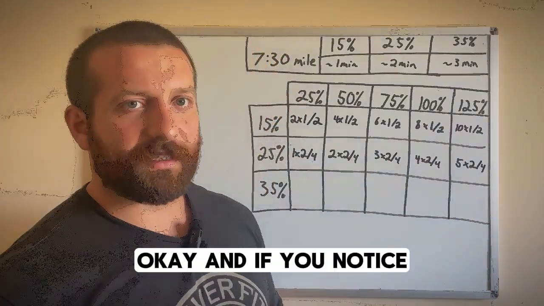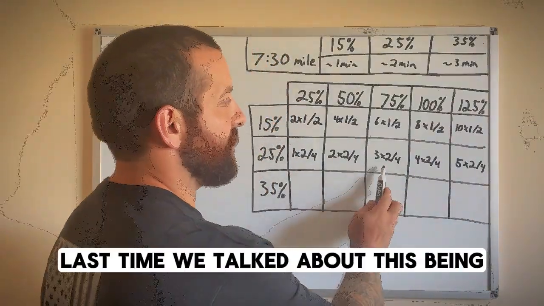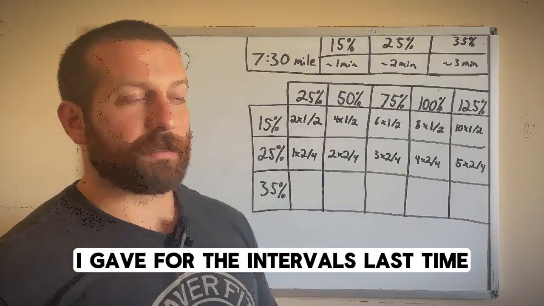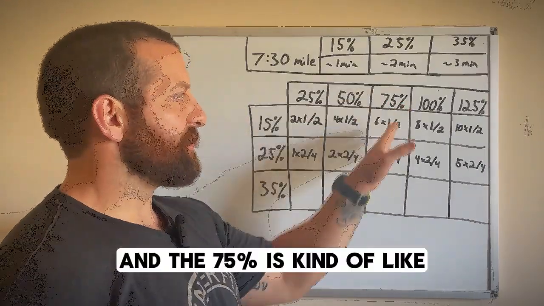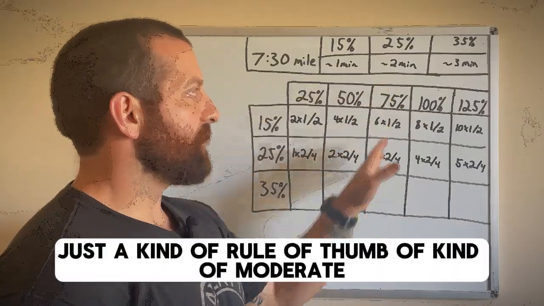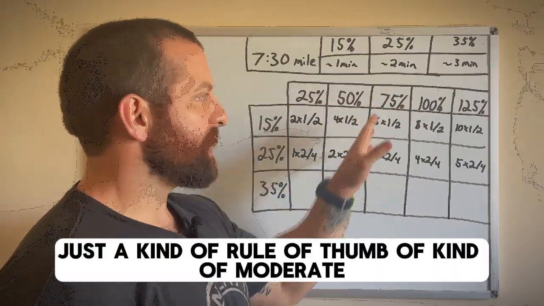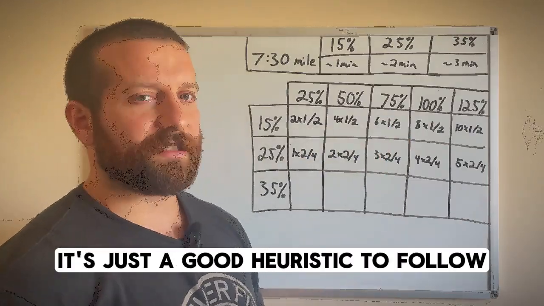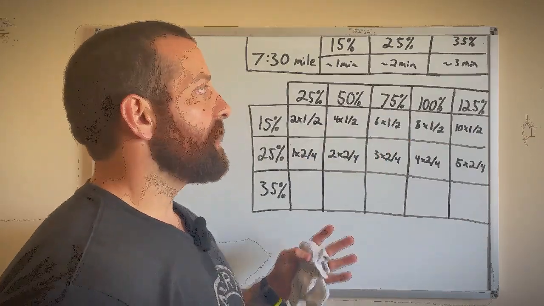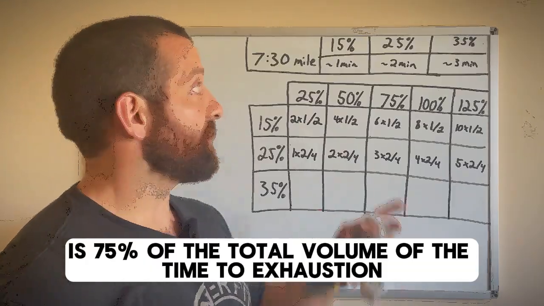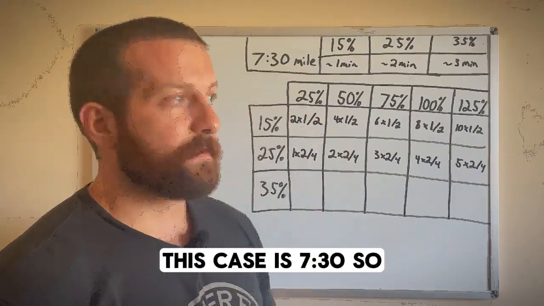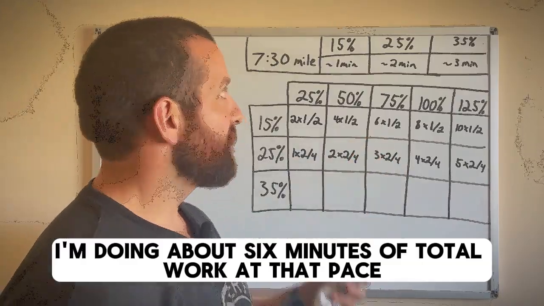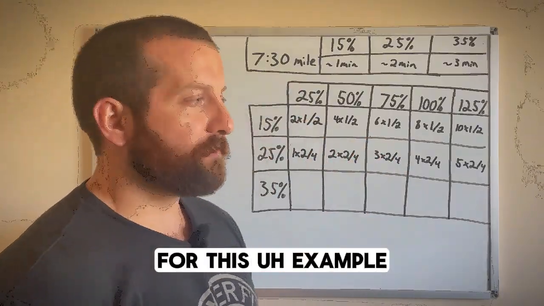Okay, and if you noticed, last time we talked about this being the prescription that I gave for the intervals. And this 75% is just a rule of thumb, kind of the moderate, kind of aggressive, but middle of the road. It's a good heuristic to follow: 75% of the total volume of the time to exhaustion. In this case, it's 7:30. So I'm doing about 6 minutes of total work at that pace for this example.